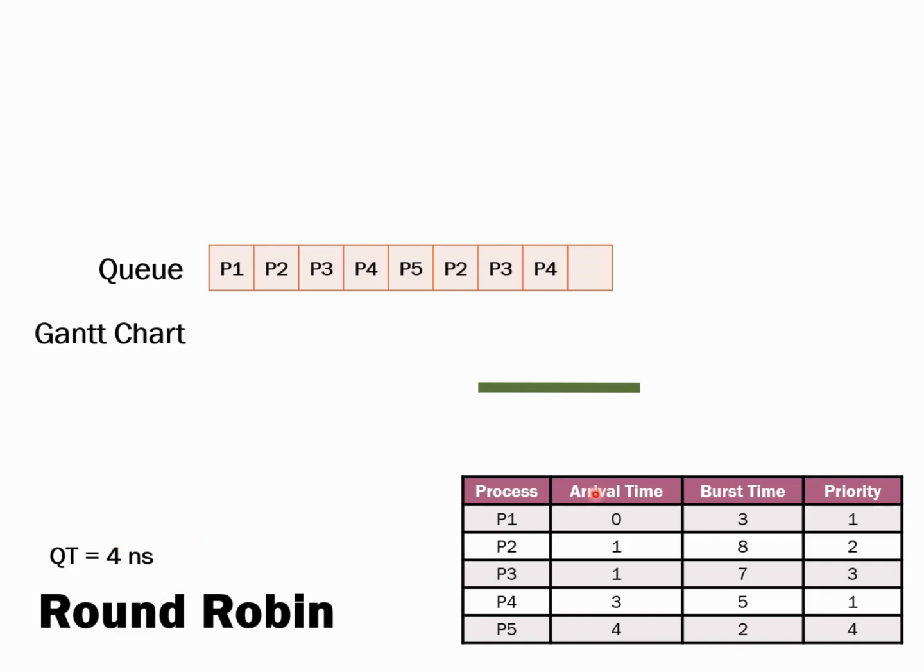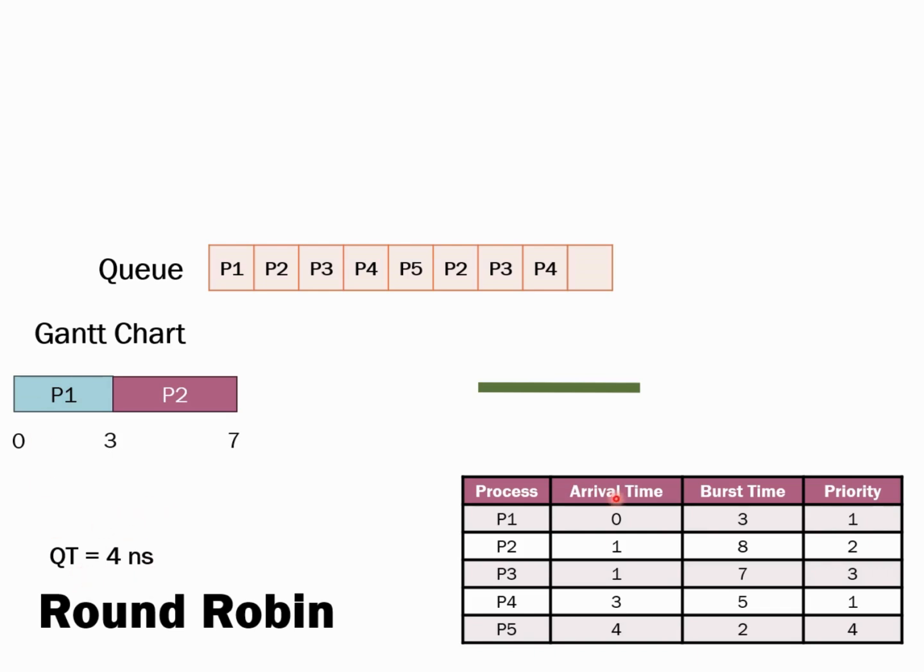So we will start at arrival time 0. We only have P1, so we add P1 to the queue and schedule P1 here between 0 and 3. Why do we use only 0 to 3, as you can see here? Because the burst time for P1 is only 3, which is less than 4 nanoseconds, so it got only 3.